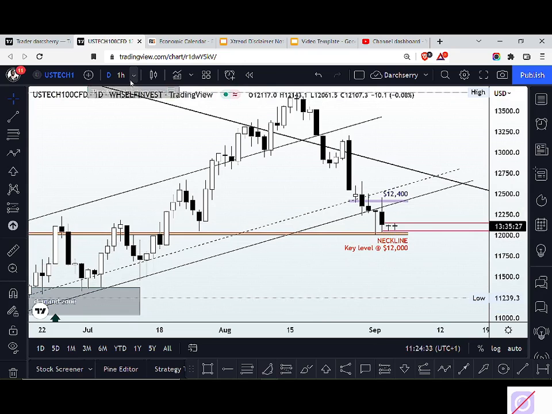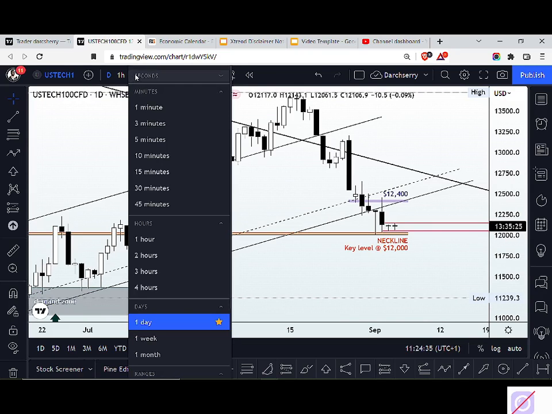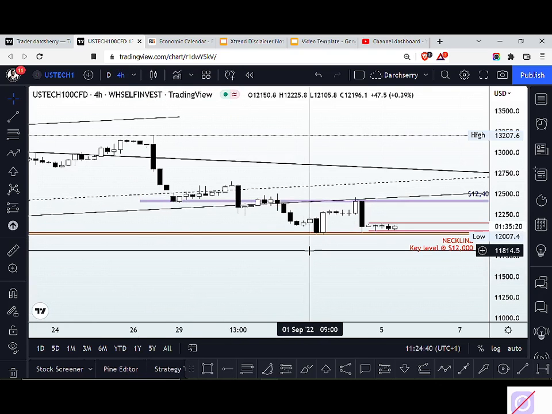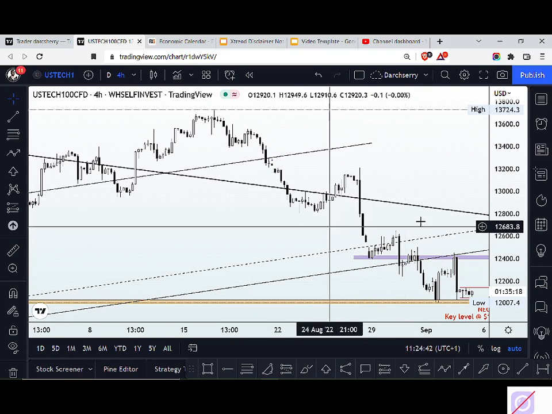So to get things more clearly at this point, the next thing I did was to scale down to the, is it the 4 hours time frame? Yes, okay, on the 4 hours time frame.